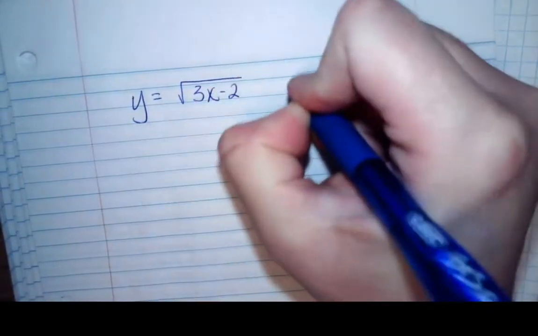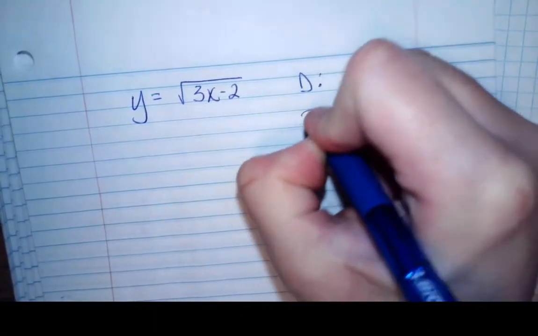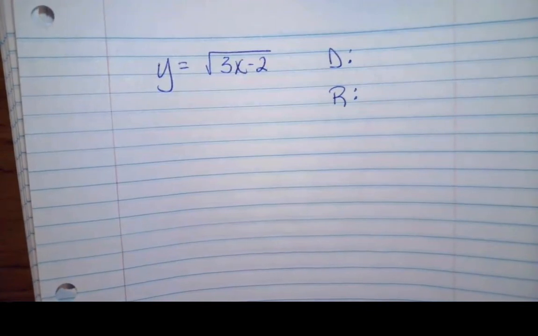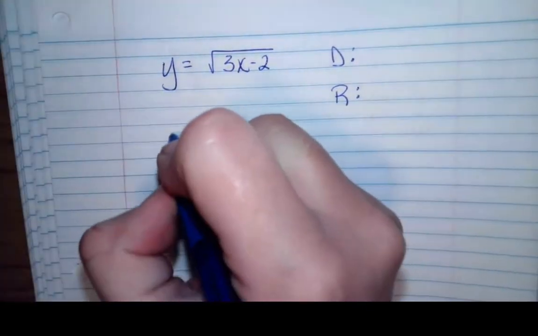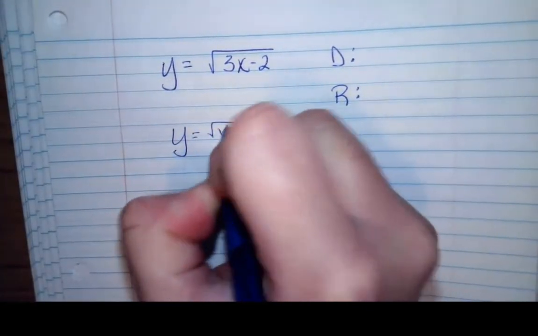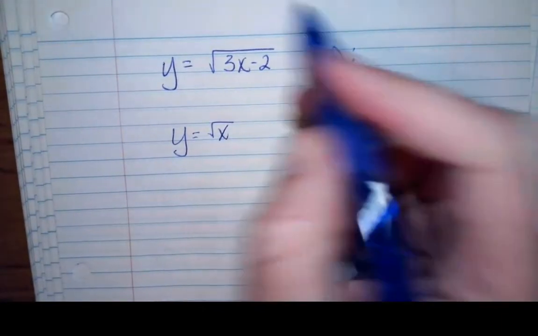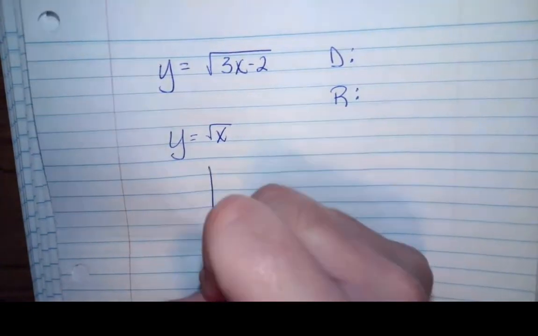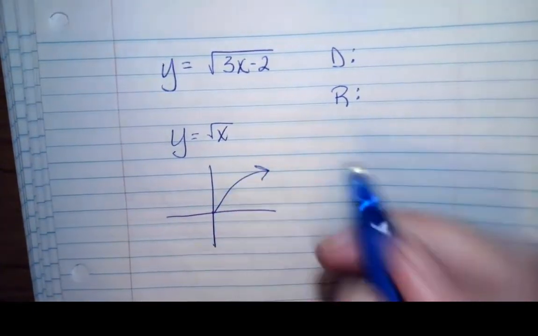All right. For the next one, we've got y equals the square root of 3x minus 2, with 3x minus 2 under a radical. And I'm supposed to find the domain, and I'm supposed to find the range. Okay, so first of all, what is your parent function? Your parent function is the square root of x. Where is your variable? It's under a radical. Does it have an exponent? No. So my parent function looks like this.